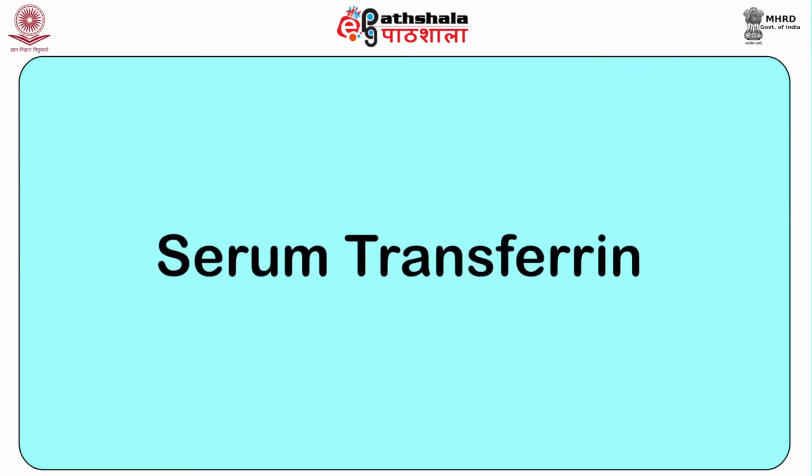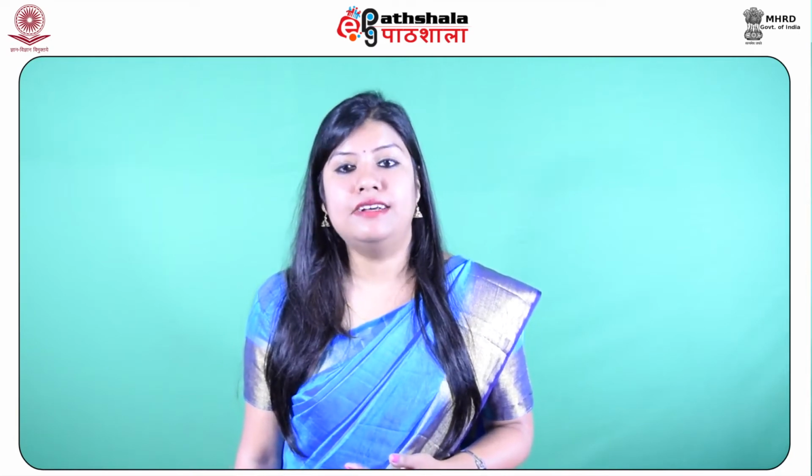Firstly, serum transferrin. Serum transferrin, also called serotransferrin, siderophilin and beta-1 metal binding globulin, is generally present in the serum of vertebrates and some other biological fluids. It plays a vital role in the transport of iron within the circulatory system of vertebrates between different biological tissues.